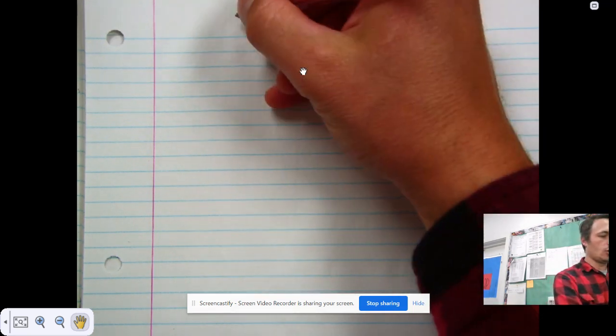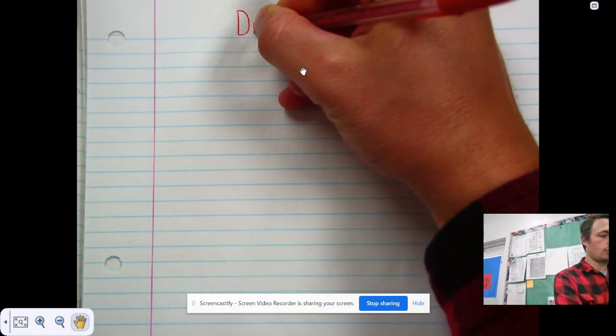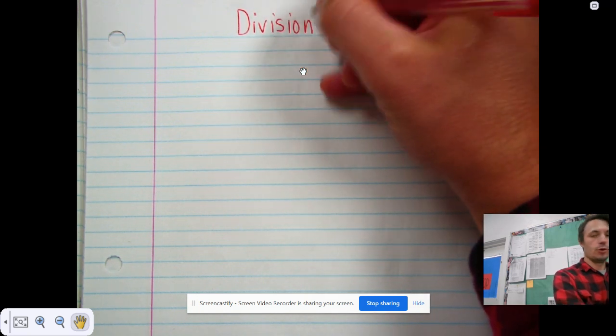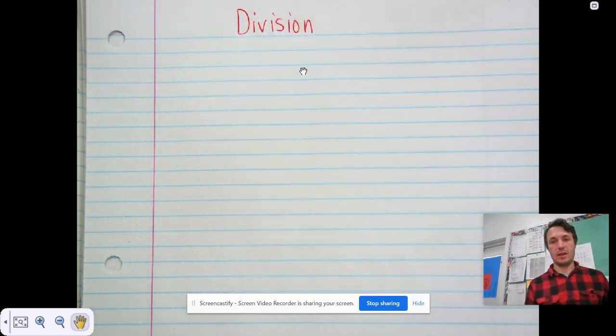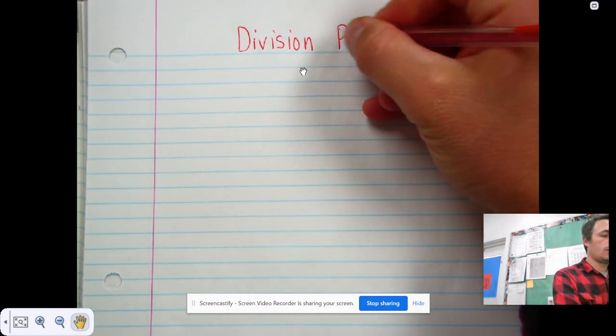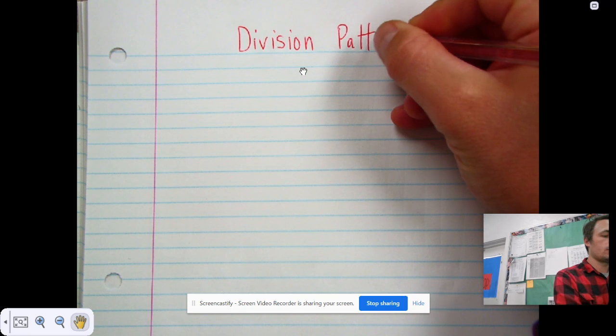Today's math lesson is called division patterns. So open up your math notebook and on the next available page, at the top of the page, write that title, division patterns.